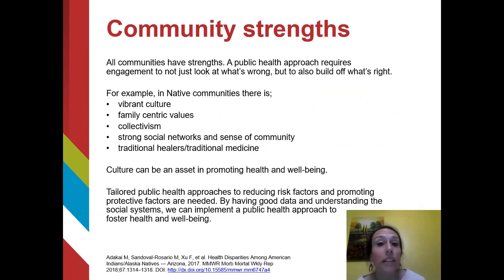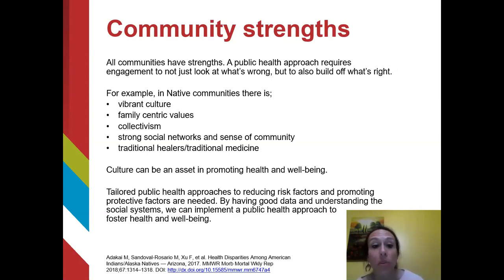I believe that a really important part of a public health approach is to not only diagnose what's wrong, but to diagnose what's going right. Because we know that all communities have strengths, they all have assets, and they're each unique. So it's important for us as public health practitioners to be able to engage with communities, to understand what are those things that we can capitalize on for improving the health or fostering well-being throughout the community.